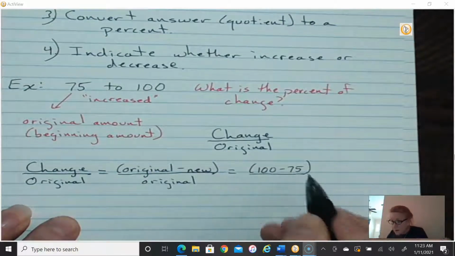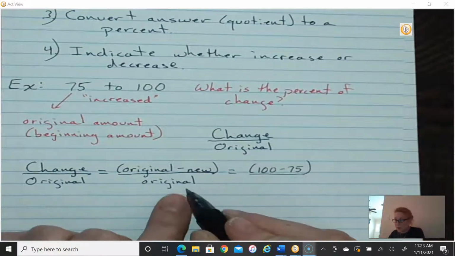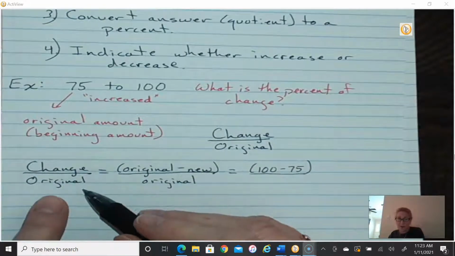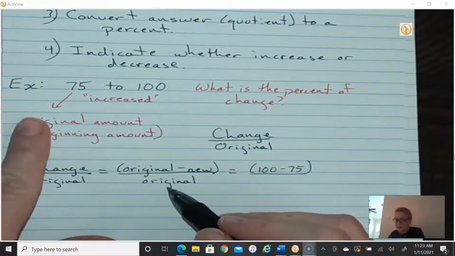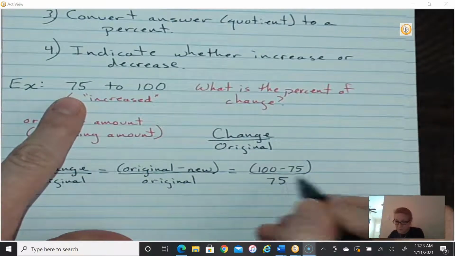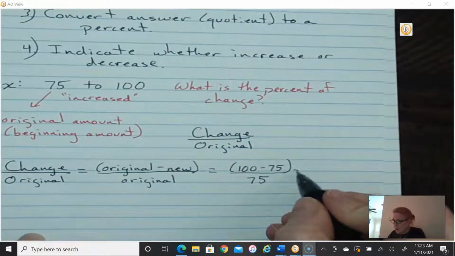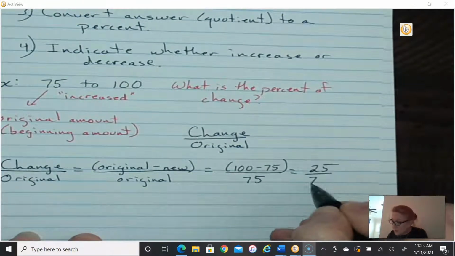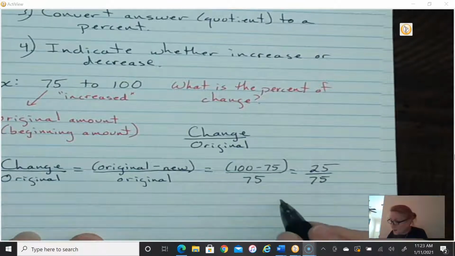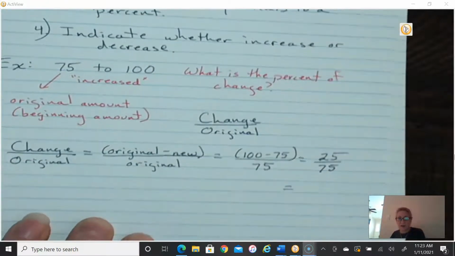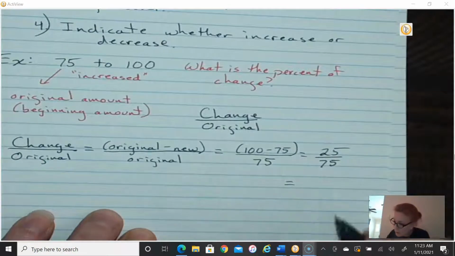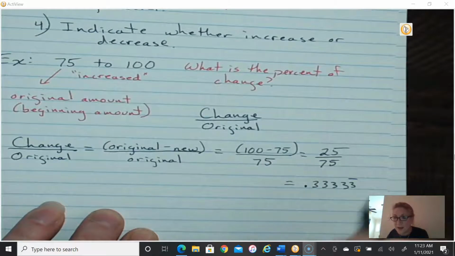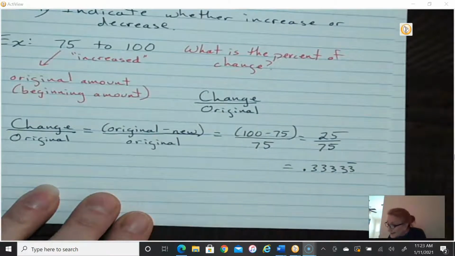And then, what's the original? So the formula says all the change is being divided by original. What's the original? 75. All right, so what is 100 minus 75? 25. So 25 divided by 75, if you had your calculators, you could calculate that real quick. You would get 0.33333 repeating.